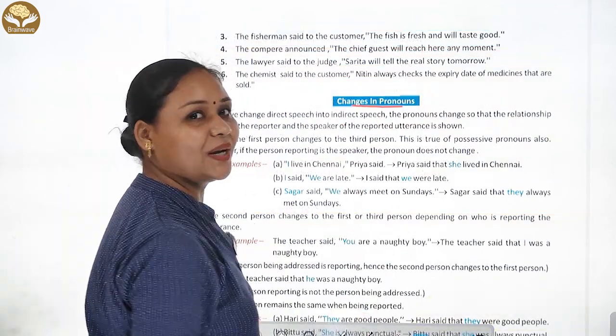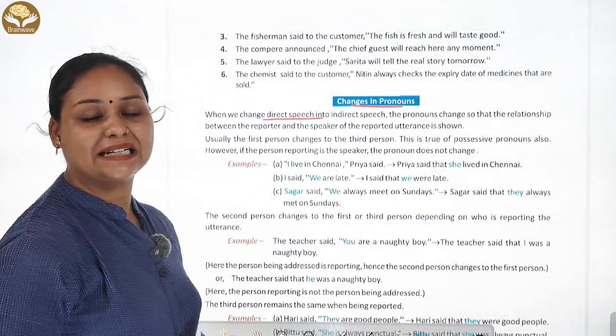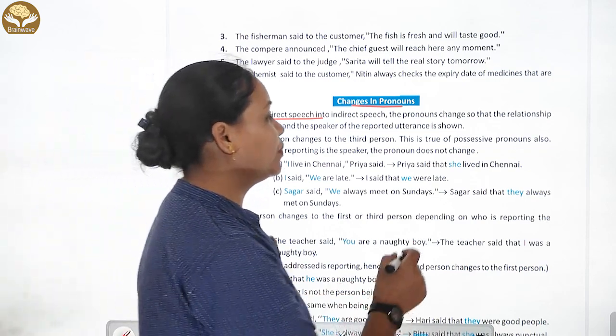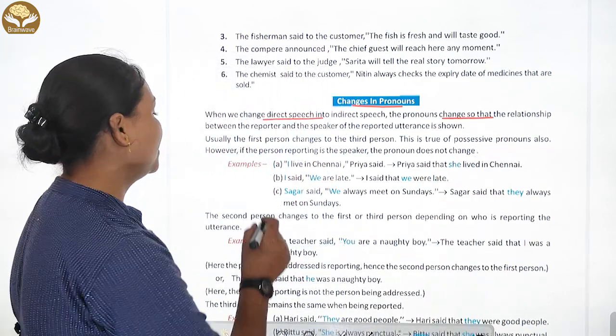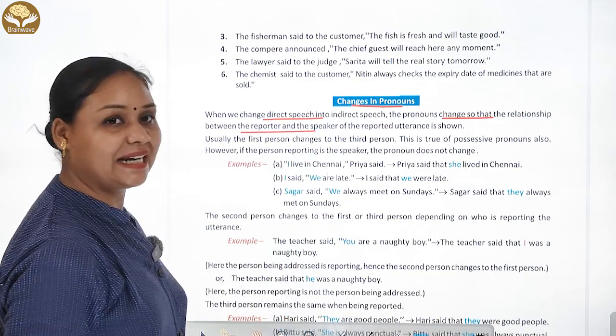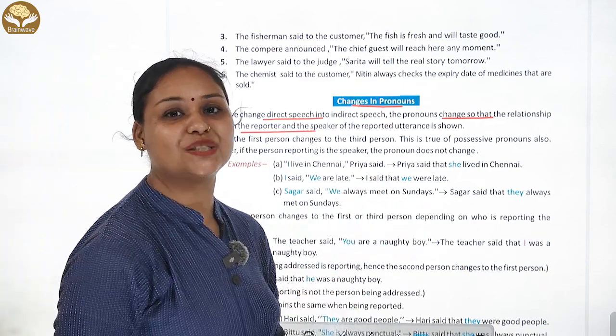Change in pronouns. When we change direct speech into indirect speech, the pronouns change so that the relationship between the reporter and the speaker of the reported utterance is shown.